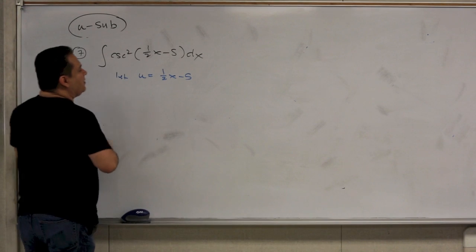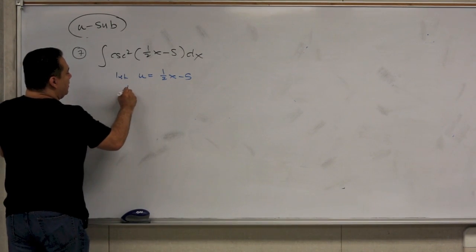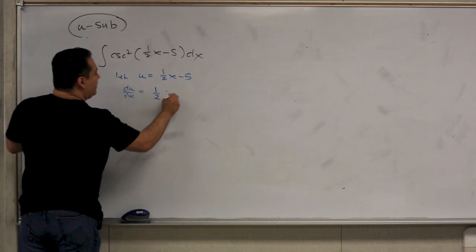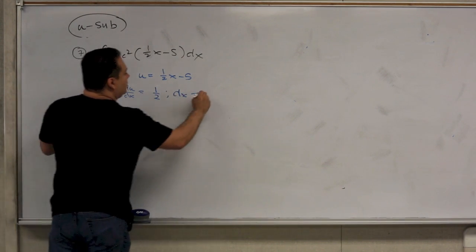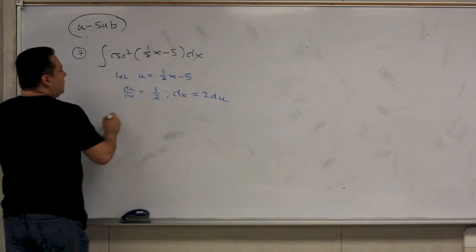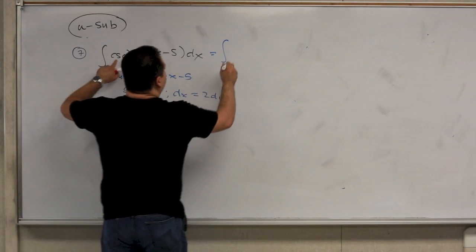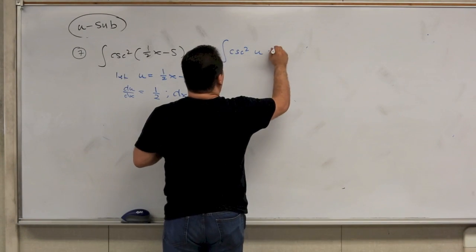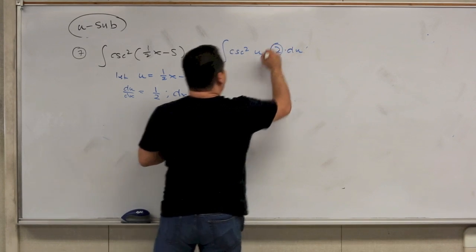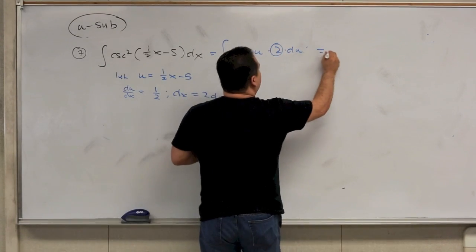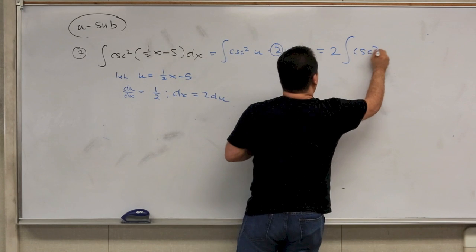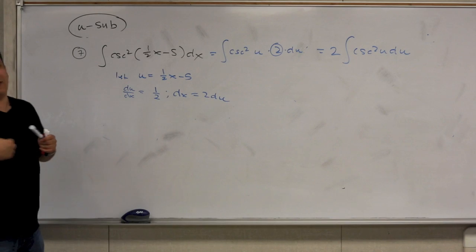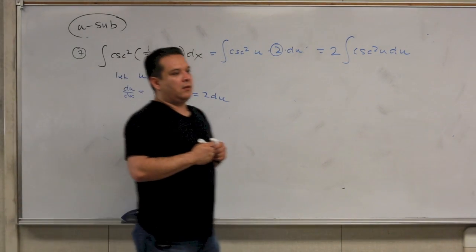Anyway, if u is going to be 1/2 x minus 5, we get du dx is 1/2, and then we get dx to be 2 du. So notice our integral is going to be what? Cosecant squared u, where dx is times 2 du. My 2 is a constant I get to pull out. So 2 integral cosecant squared u du. Does anybody know how to integrate cosecant squared? What is it?